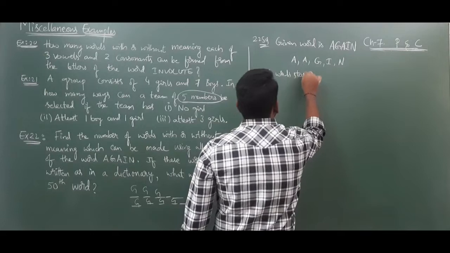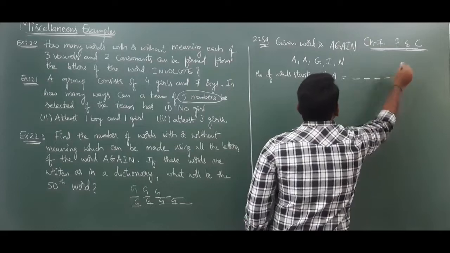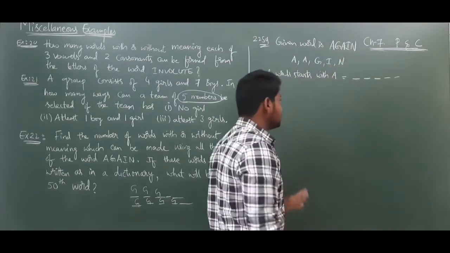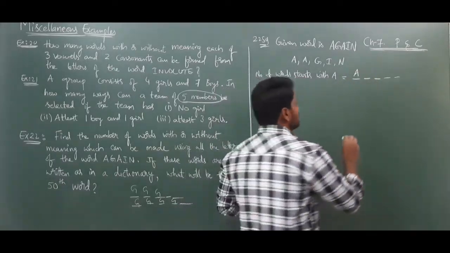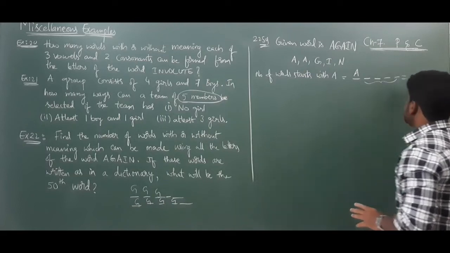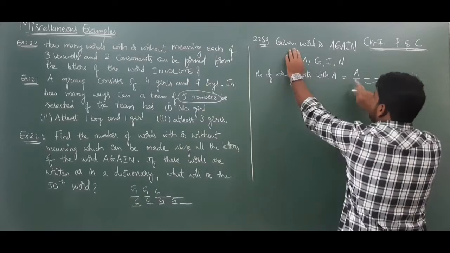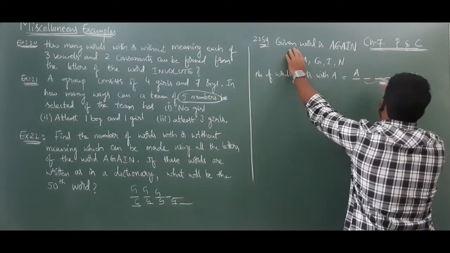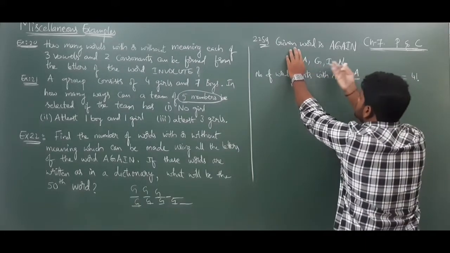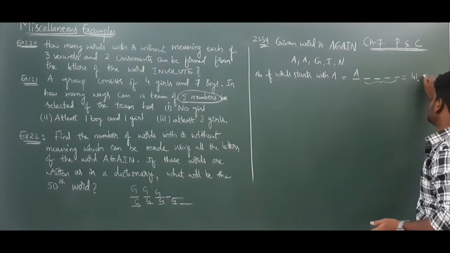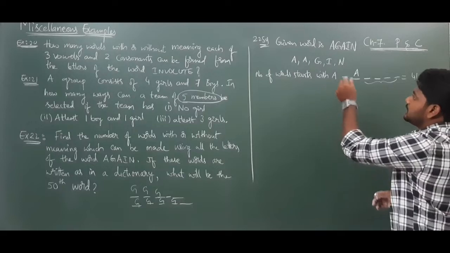Number of words that start with A is equal to, it's a 5-letter word. If a word starts with A, the first place is fixed. So the remaining 4 places can be filled in 4 factorial ways, right? If A is fixed already, out of these 4 there are no repeated letters, so only 4 factorial. 4 factorial means 24 ways. That means 24 words we can form with letter A.